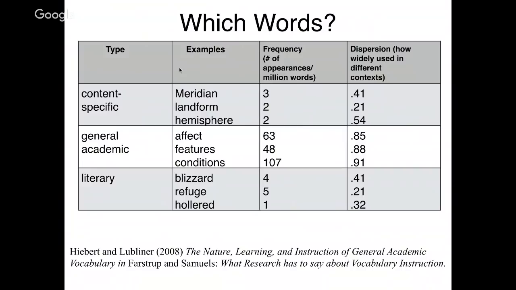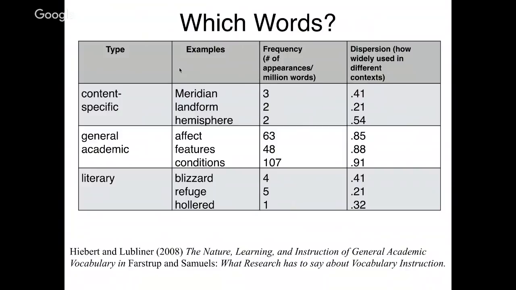in very diverse contexts. So if you look at landform, you're only going to see that at 0.21, in contexts around geography or geology. But if you look at conditions at 0.91, you're going to see that word used in every kind of context, from math to science to social studies to language arts, health, all kinds of conditions. So there it is, conditions.